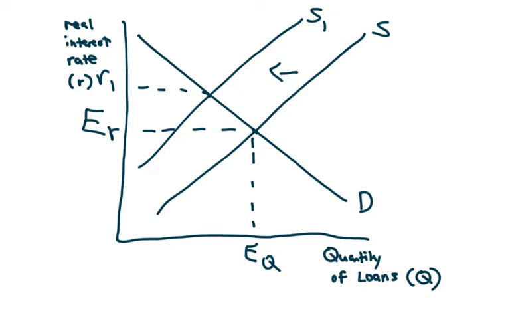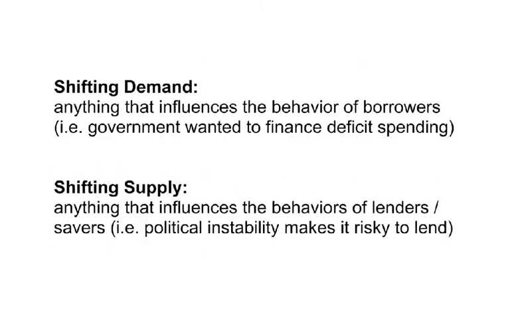They're usually pretty transparent on the AP exam in terms of whether it's going to shift demand or supply. So you just have to ask yourself, is it a borrower question or a lender question? And then which way do I shift the curve? Now, in the demand example, you notice that when the government wants to finance deficit spending, meaning spending on top of what it gets in tax revenue, it has to borrow money. And you saw in the example with demand that increases the interest rate.